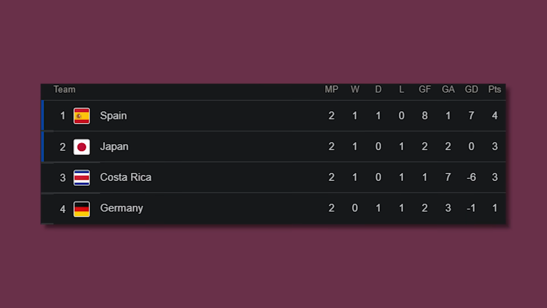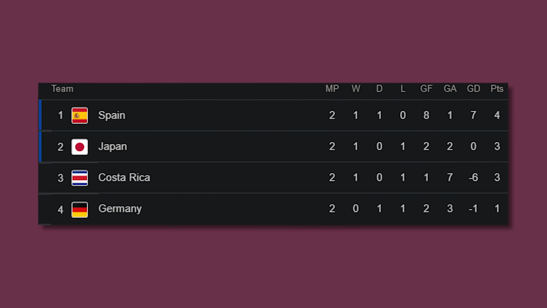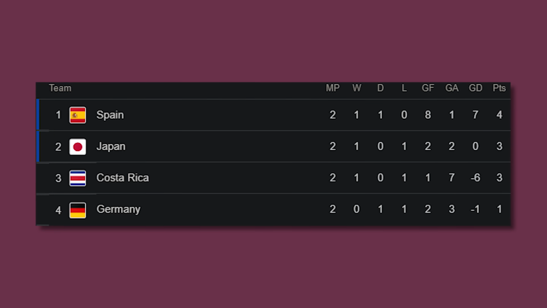Group F is yet another interesting one going into the last match day. Spain sit top with 4 points and a goal difference that will help them a lot. Japan really fumbled the bag though against Costa Rica. They hold second and will hope that a draw will be enough because they play Spain next. Costa Rica played Germany, and whoever wins that match has a good chance of advancing.